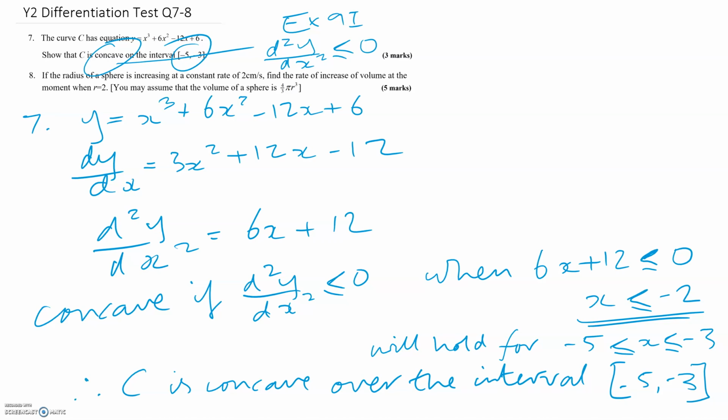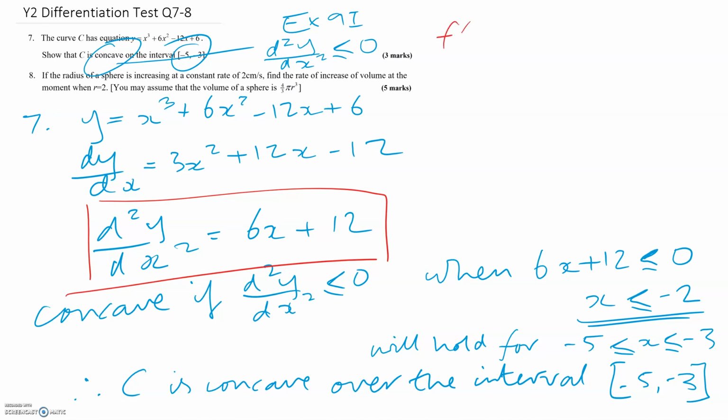Just a quick point there. A lot of students, when I mark this question, just work out, they find this fine, and that's probably 2 marks. But to get the 3rd mark, it's not sufficient to just put in minus 5 into here and get minus 18, and then put in minus 3 and get minus 6.